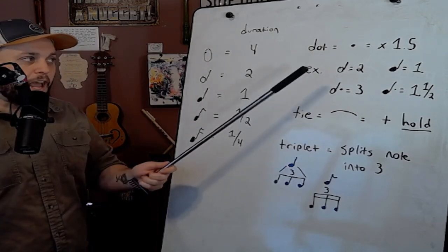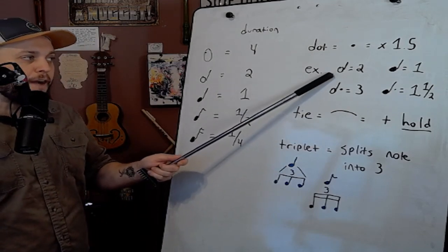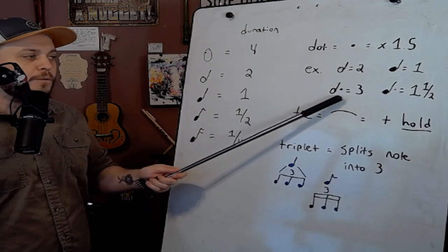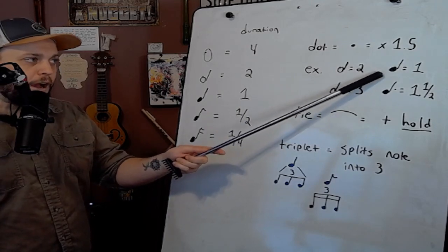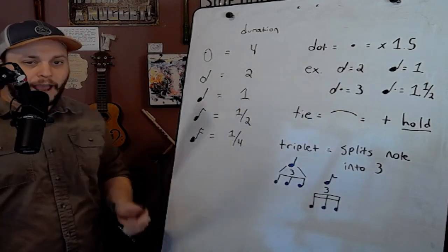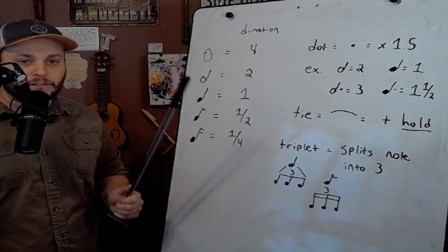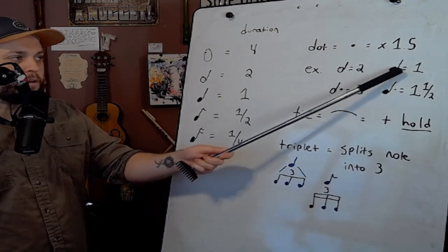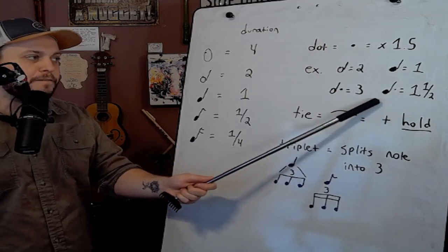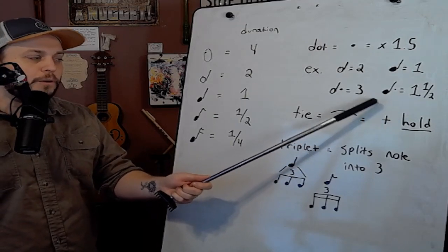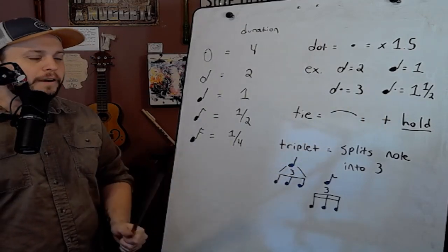And if you see our little examples over here, we have this. They have a half note worth 2, dotted half note worth 3, and then a quarter note is worth 1, and what's half of 1? It's 1/2. So 1 plus 1/2 is 1.5. Therefore, a dotted quarter note is worth 1.5 beats.